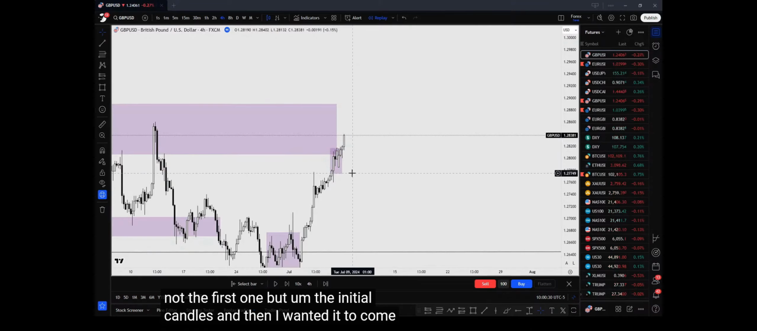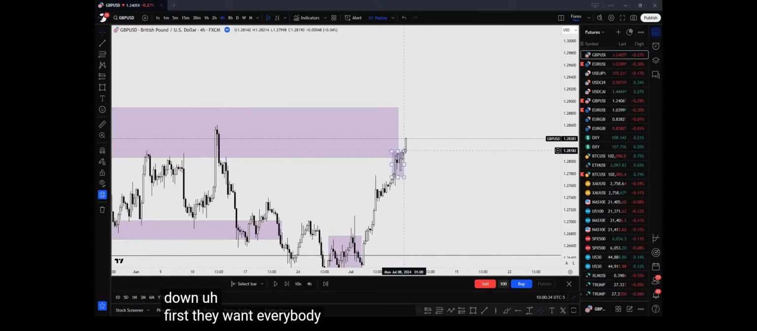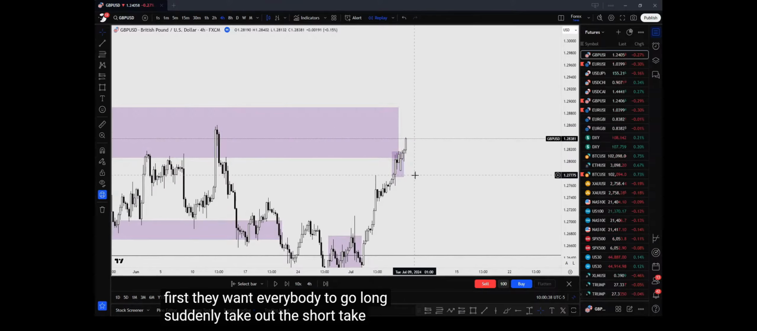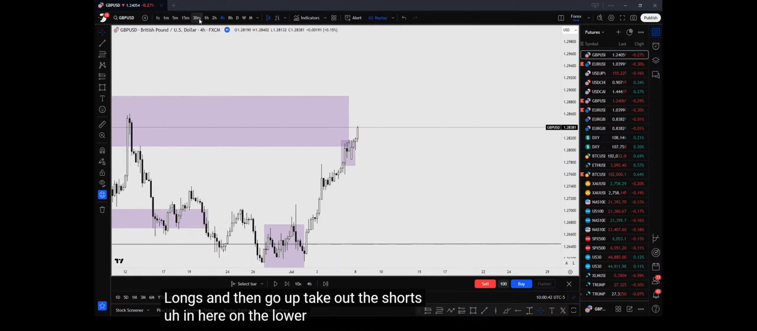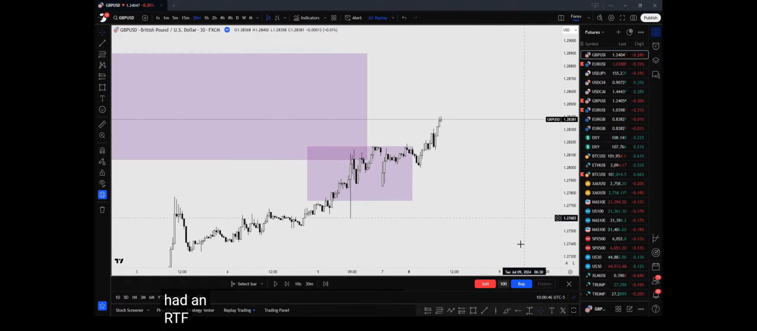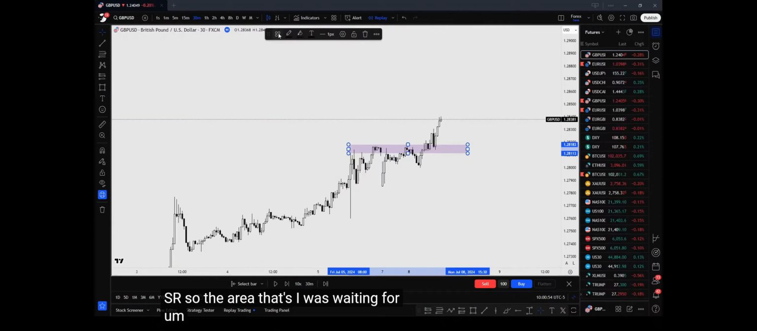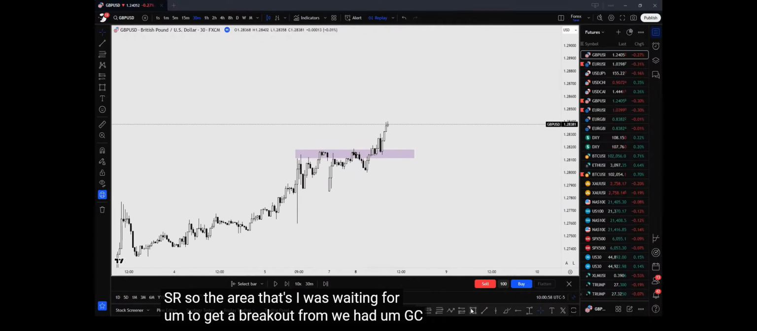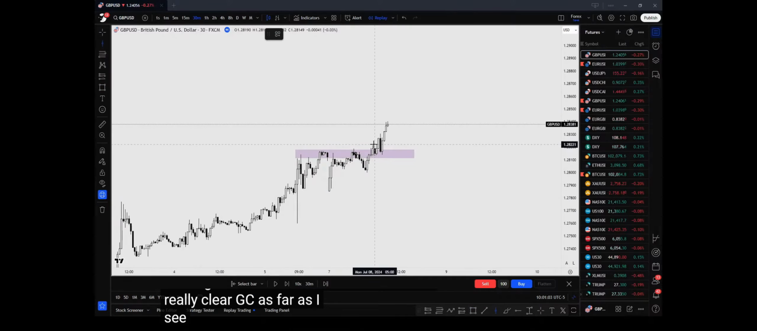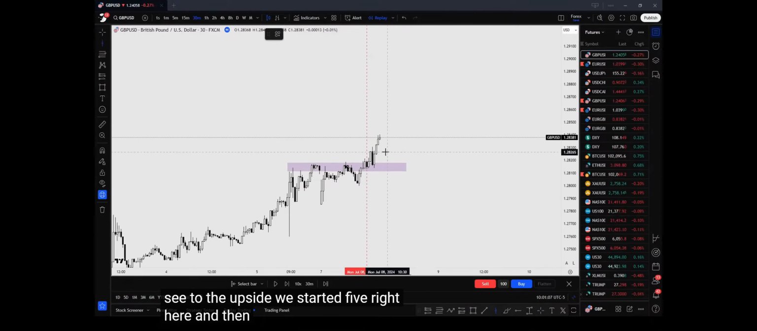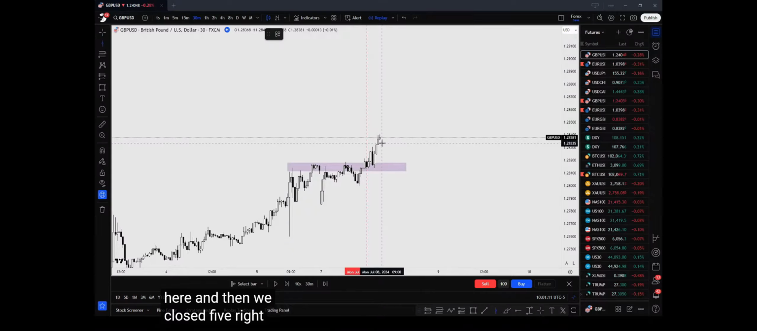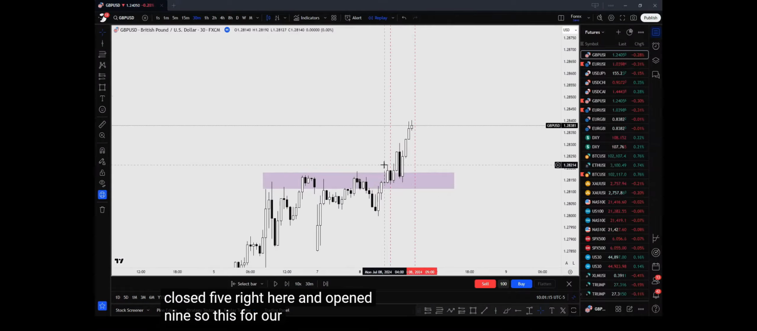And then I wanted it to come down. First, they want everybody to go long, suddenly take out a short, take out the longs, and then go up, take out the shorts. In here on the lower time frame, we had an RTF. This was the SR. So the area that I was waiting for to get a breakout from. We had the GC, a really clear GC as far as I see, to the upside. We started 5 right here, and then we closed 5 right here and opened 9. So this 4 hour GC is a really clear one.